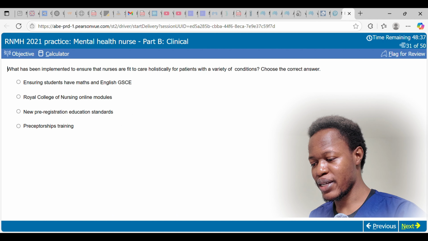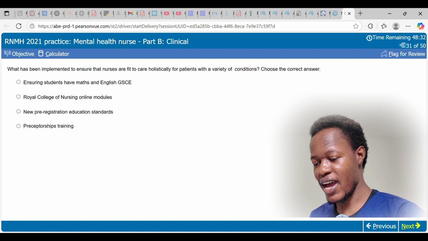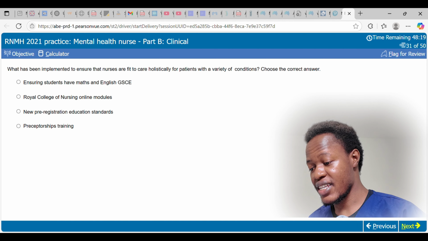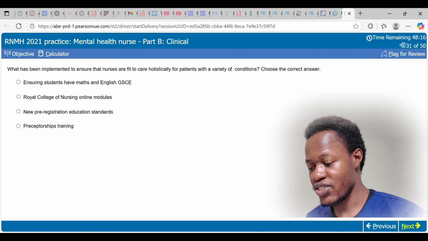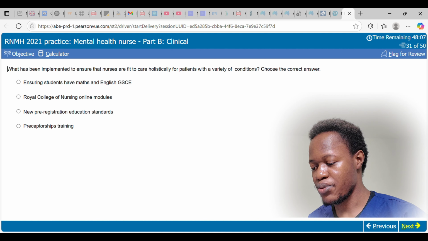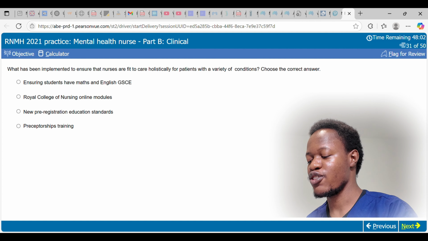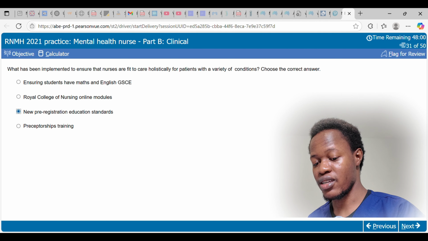What has been implemented to ensure that nurses are fit to care holistically for patients with a variety of conditions? Choose the correct answer. So option A says ensuring students have maths and English GCSE. Option B says Royal College of Nursing online modules. Option C says new pre-registration education standards. Option D says preceptorship training. So I think it's the new pre-registration education standards.